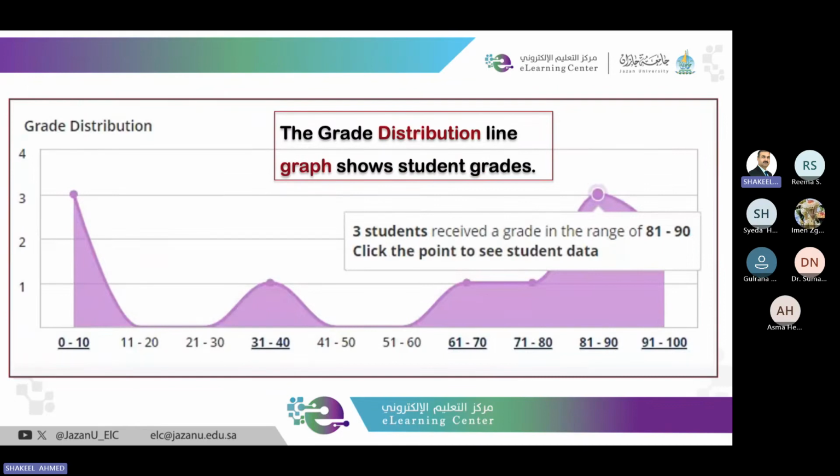Now it's time to discuss the grade distribution graph we see on this screen. This graph shows how students' grades are spread across different ranges. Each point on the line represents the number of students who fall within that score range. For example, in the case you can see on the graph in this presentation, three students scored between 81 and 19. By clicking on the point, you can even view details of which students are in that range.